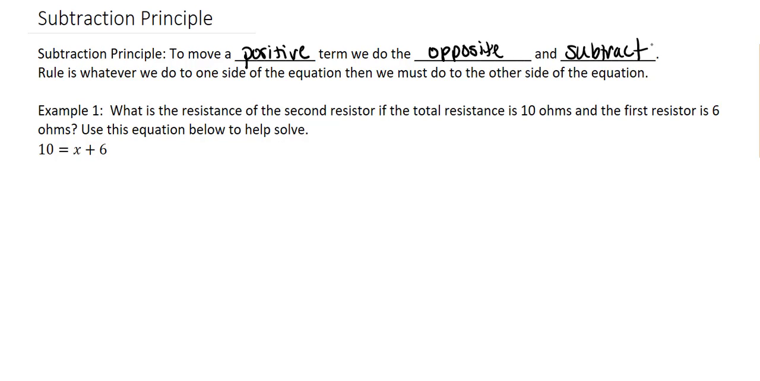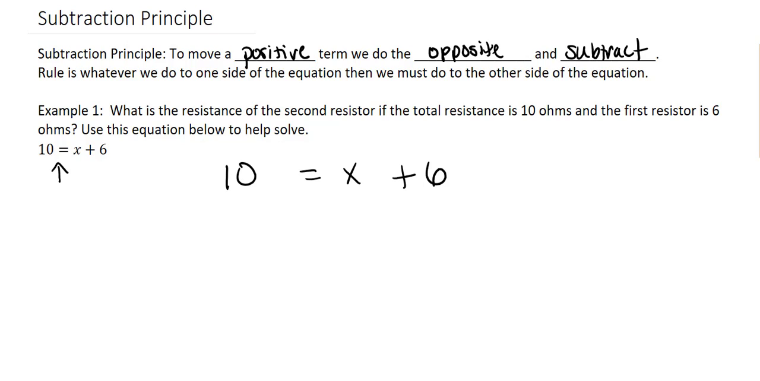So in example 1, what is the resistance of the second resistor if the total resistance is 10 ohms and the first resistor is 6 ohms? So we're going to use the equation below to help us solve. So one resistor plus another one is equal to 10, right? So this is what this means. So we have 10 equals x plus 6.